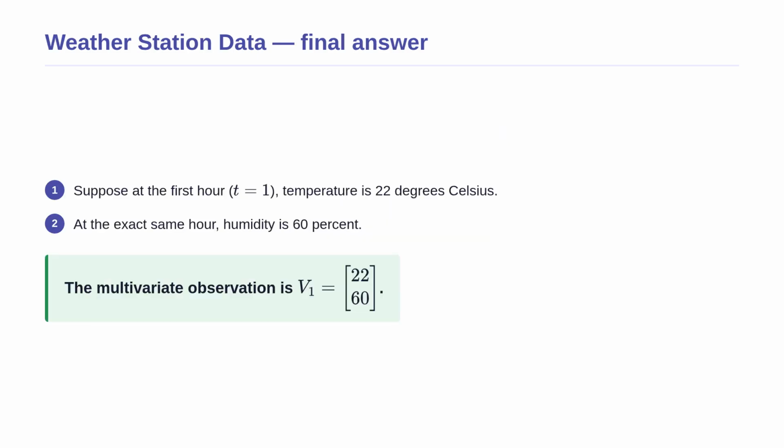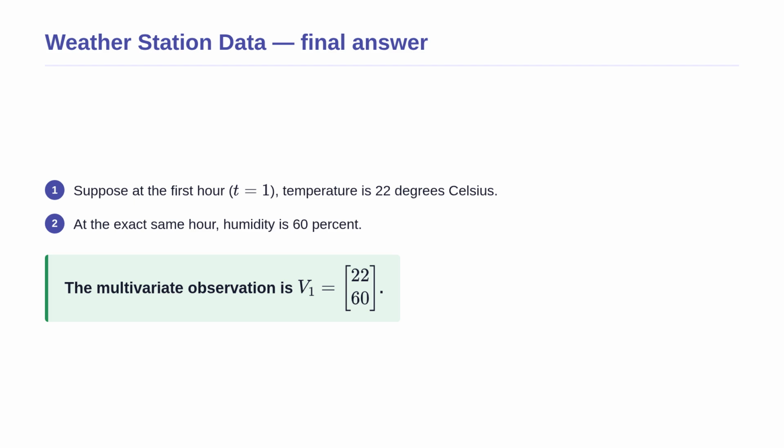Let us apply this vector formula to a slightly more complex scenario involving a digital weather station. We are given that at the very first hour, the temperature was 22 degrees Celsius and the humidity was 60%. We want to represent this data mathematically. By substituting our specific numerical values for the first hour, where t equals 1, we get our final mathematical representation. The top number in the vector, 22, is the measured temperature. The bottom number, 60, is the measured humidity percentage.